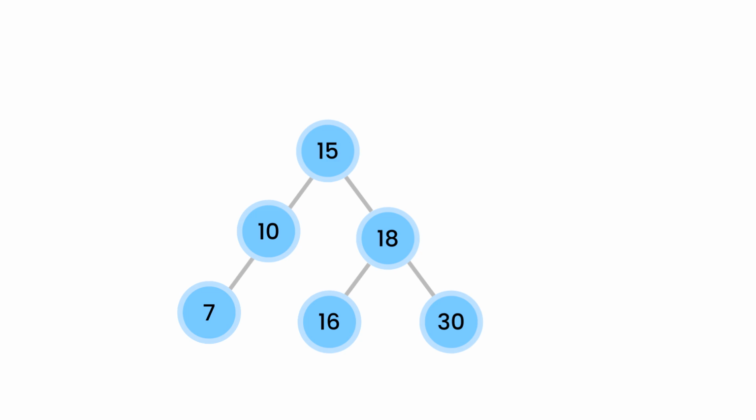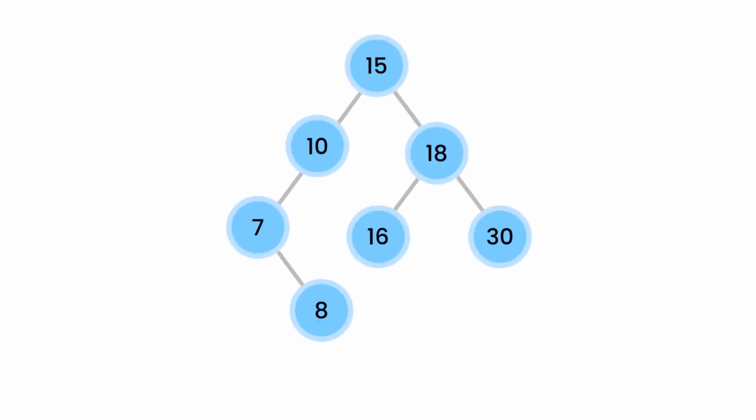So let's add one more number. Let's add 8. 8 is smaller than 15 and 10, but greater than 7, so it should end up here. Now let's calculate the heights. For the 8, we have a height of 0 on both sides. For the 7, we have a height of 0 on the left and a height of 1 on the right. For the 10, we have a height of 2 on the left and a height of 0 on the right. So our tree is unbalanced, and the imbalance is in the left child, right subtree.